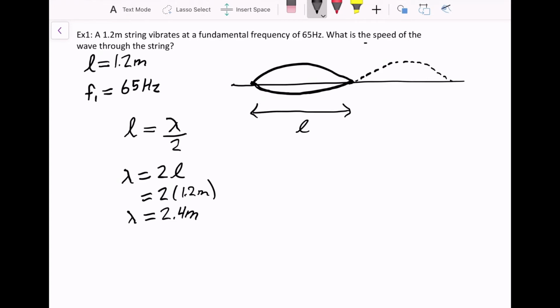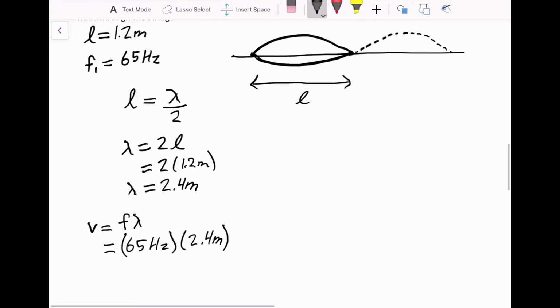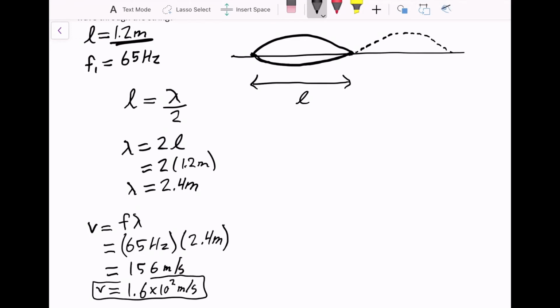And so finally, we're looking for the speed. The speed is equal to the frequency times the wavelength, the universal wave equation here. So this will be equal to 65 hertz multiplied by 2.4 meters. If we calculate this out, we find that this is 156 meters per second, though we only have 2 significant digits, so we should round this to 1.6 times 10 to the 2 meters per second is the speed of this wave in this case.